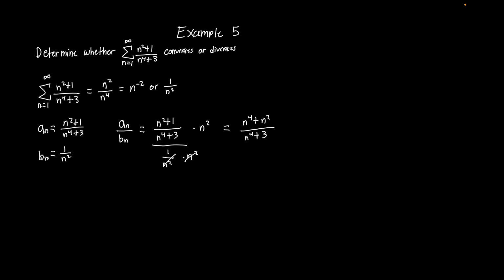Now we want to take the limit, right? So we're going to say the limit as n approaches infinity of n to the 4th plus n squared over n to the 4th plus 3. Now, whenever you see this, you always want to divide by the highest power. In this case, the highest power is n to the 4th. So we're going to divide every single term by n to the 4th.